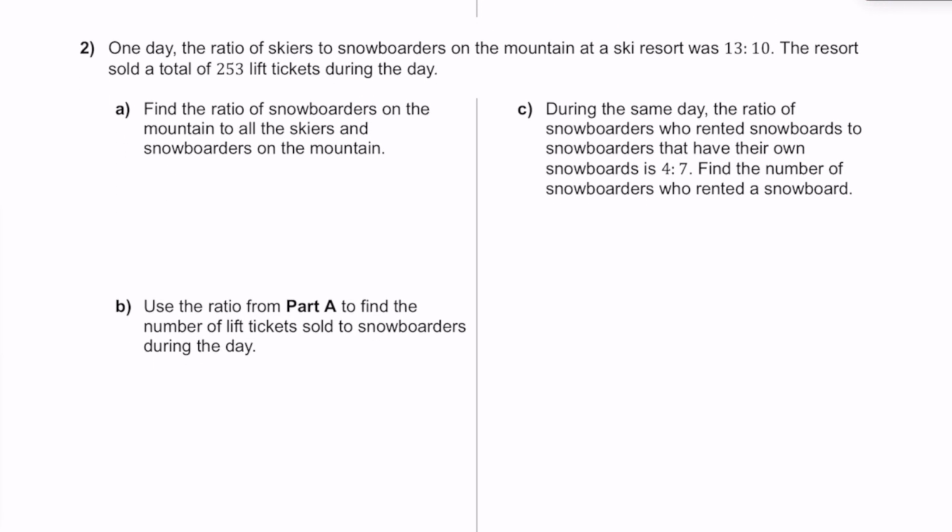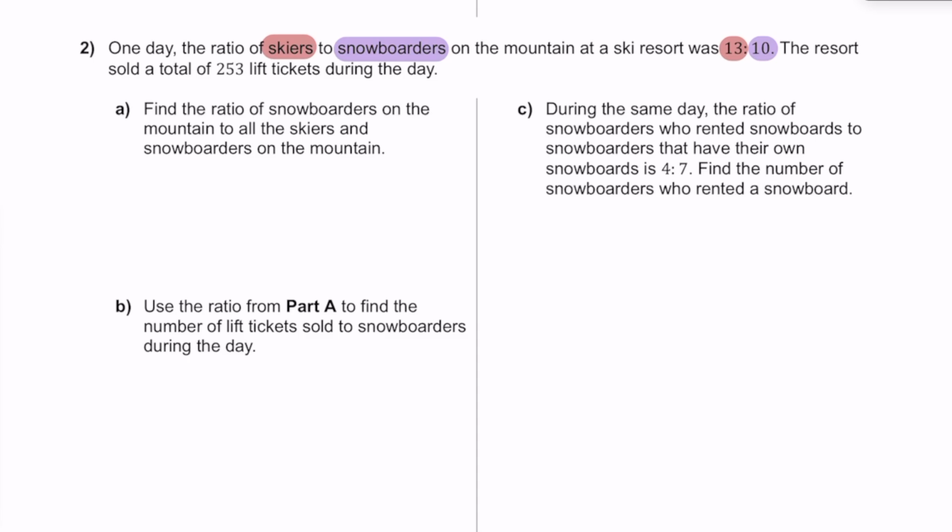All right, for number 2, one day the ratio of skiers to snowboarders on the mountain at a ski resort was 13 to 10. The resort sold a total of 253 lift tickets during the day. All right, so notice that the skiers goes first and the snowboarders happen to go second here in the problem. So let's just make sure we know which numbers are going with which ones here.